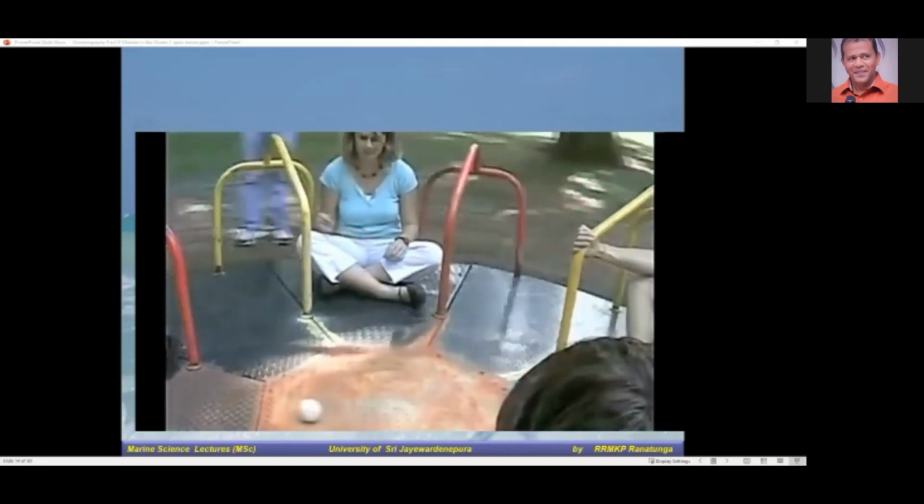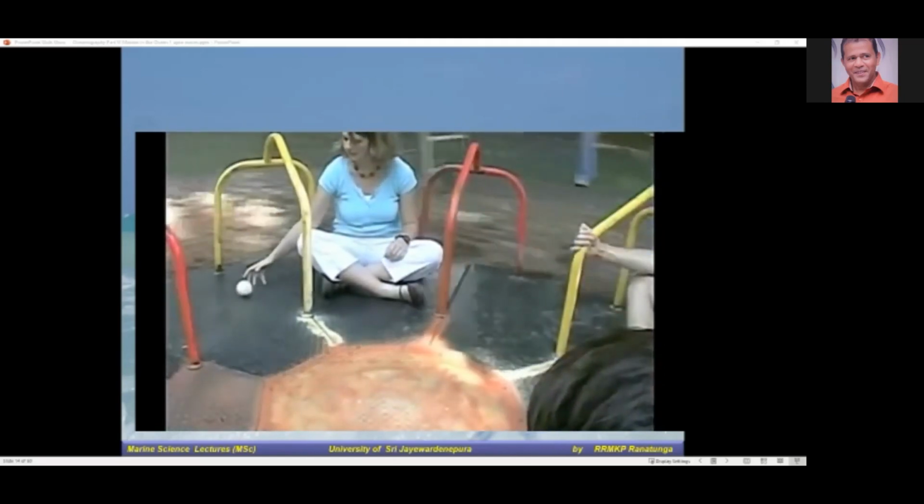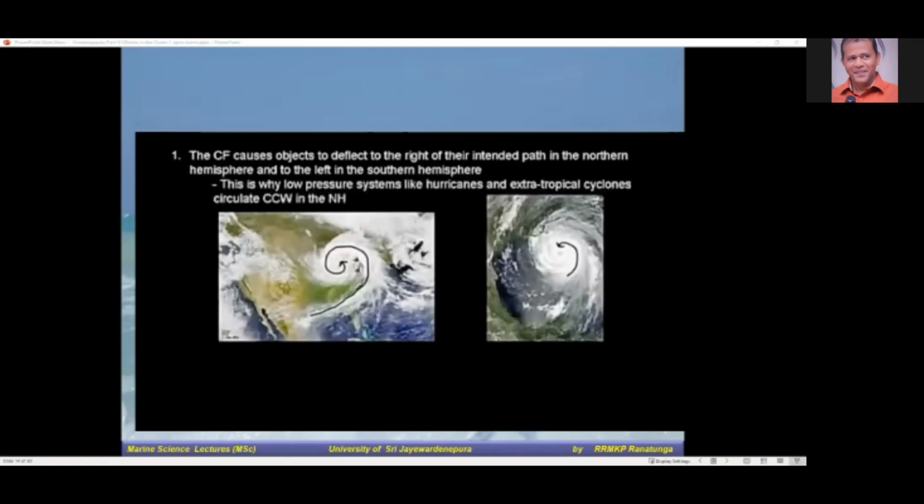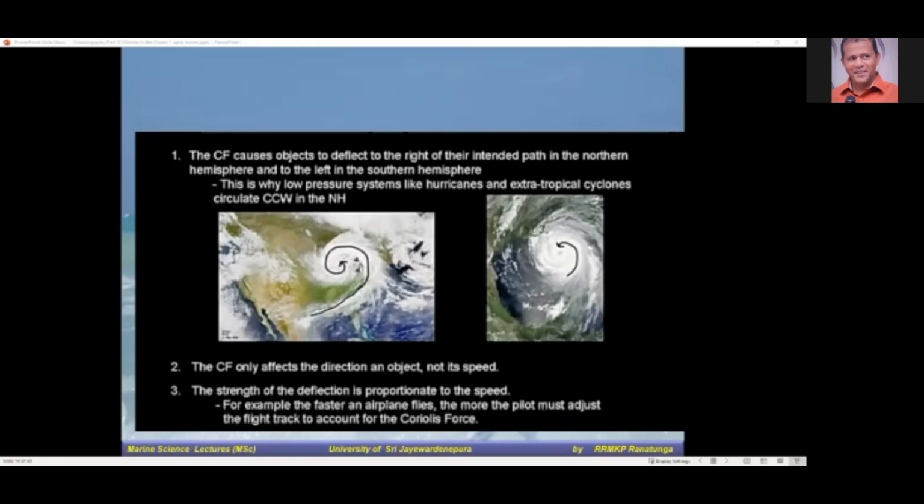Some important facts about Coriolis force. First, the Coriolis force causes objects to deflect to the right of their intended path in the northern hemisphere, and to the left in the southern hemisphere. This is why low-pressure systems like hurricanes and extratropical cyclones circulate counterclockwise in the northern hemisphere. Second, the Coriolis force affects the direction of an object, not its speed. Third, the strength of the deflection is proportionate to the speed. For example, the faster an airplane flies, the more the pilot must adjust the flight track to account for the Coriolis force. And finally, the Coriolis force is 0 at the equator and maximum at the poles.